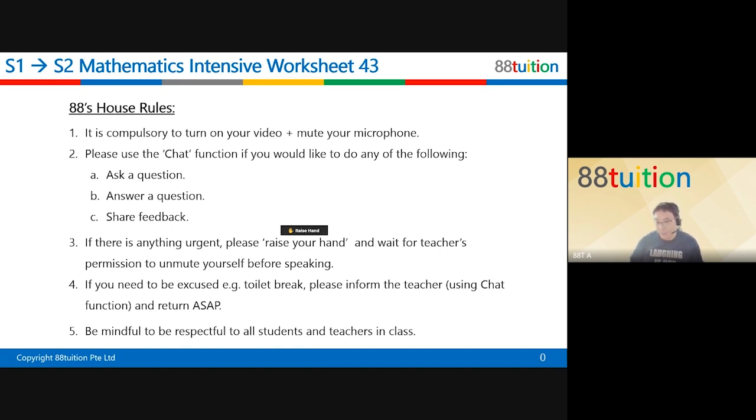They recently charged 88 Tuition a higher fee. So last time they charged us by account. So we have one account, we can have 100 participants. We have another account, we can have another 100 participants. So last time they charged us by account, so every month or every year we pay by the account.